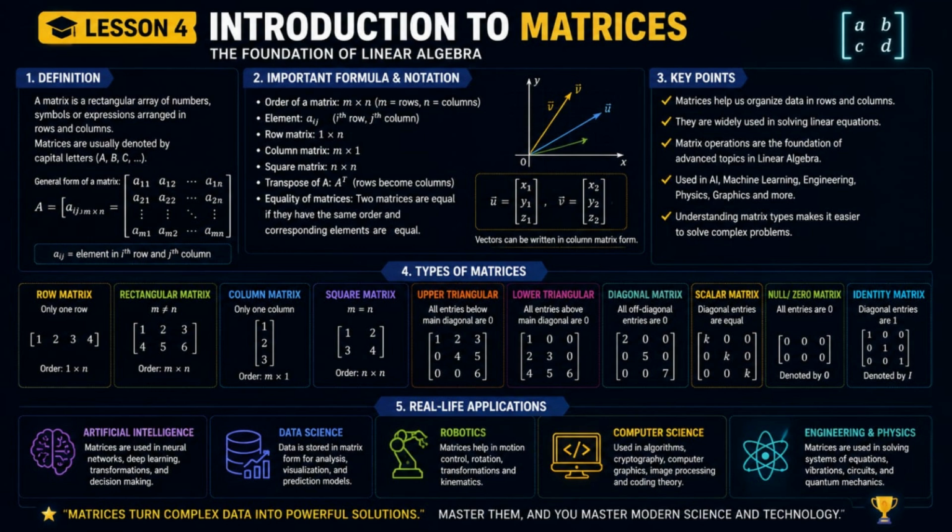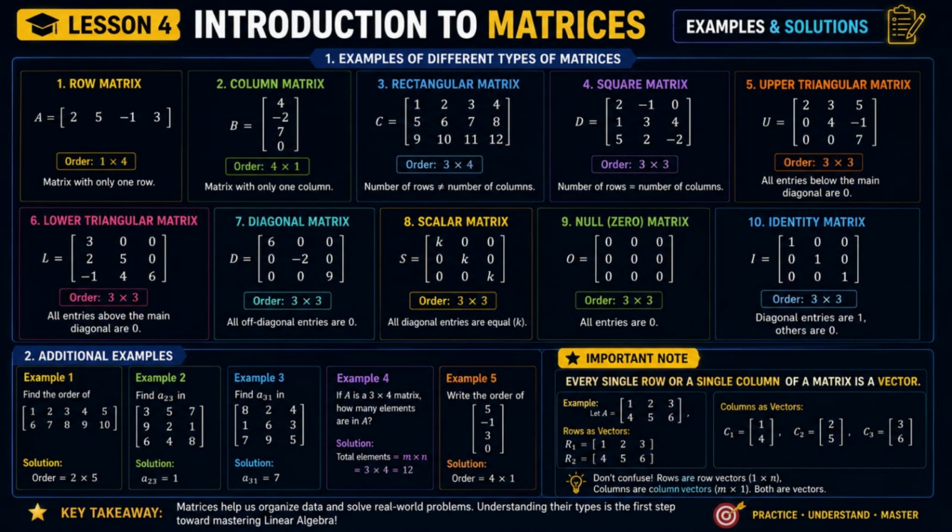Types of matrices. Now let's briefly discuss the common types of matrices. A row matrix has only one row. A column matrix has only one column. A rectangular matrix has a different number of rows and columns. A square matrix has an equal number of rows and columns.